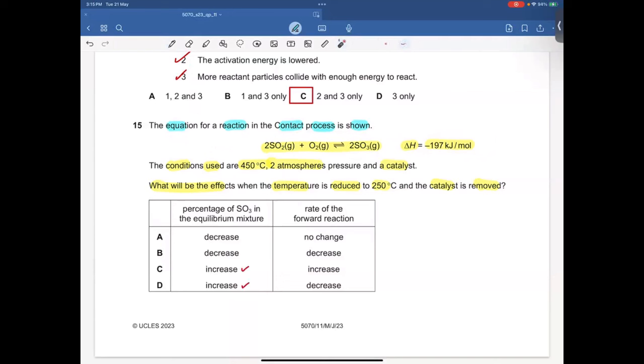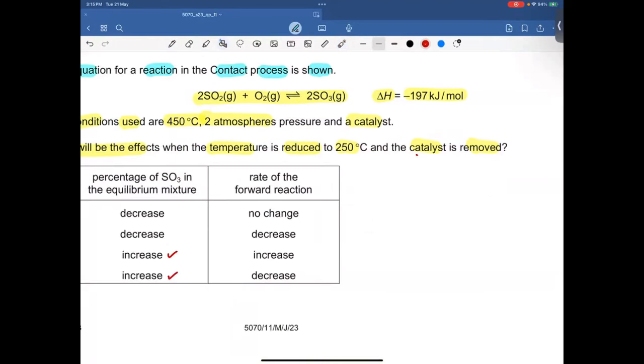And from 2 atm pressure, so the rate of forward reaction also increases. I think the rate of forward reaction. Okay. So when you remove the catalyst, obviously it reduces the rate of reaction.